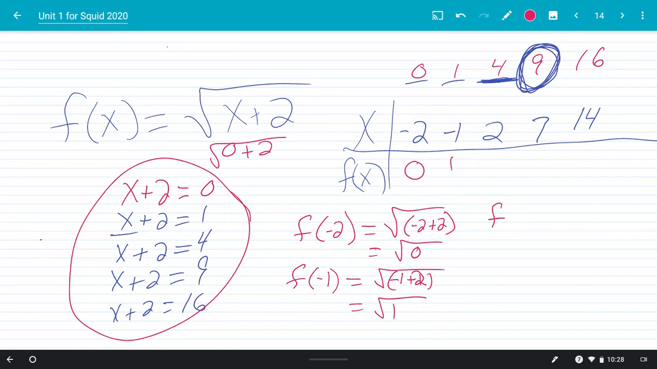Next one, and this is the last one I'll do, f of 2 becomes the square root of 2 plus 2, which is the square root of 4, which is 2. See how that works? And now I'm getting nice, round, even numbers. That's what we mean when we say choose appropriate inputs. Cool?